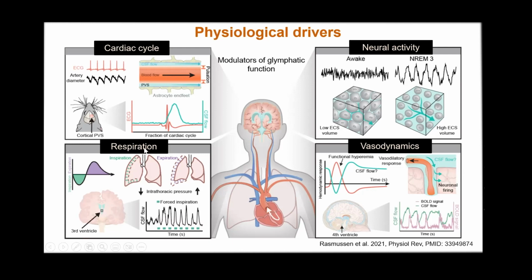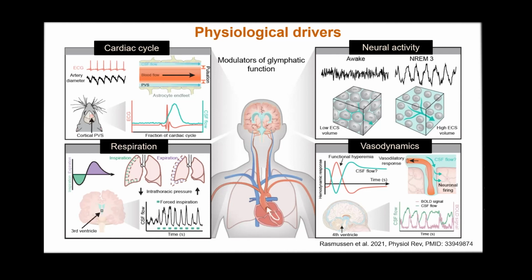Second is the respiration. During respiration, especially during forced inspiration, you have the venous flow, which is going from the head. It is increased towards the thoracic cavity. And to counterbalance this, the CSF moves up into the cranial cavity towards the brain.